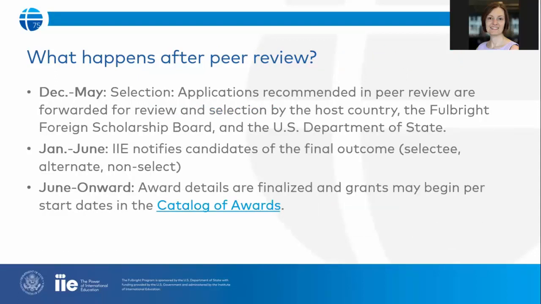So applications that were recommended in peer review are then forwarded to the host country. The Public Affairs section of the U.S. Embassy, also known as a post, or the Binational Fulbright Commission, as well as the Fulbright Foreign Scholarship Board and the U.S. Department of State review the applications. Our colleagues abroad also use the posted review criteria, though they may consider additional factors in their review, such as geographic location of the host institutions to ensure that Fulbrighters are placed all around the country and not just in capital cities. That is just one example of an additional factor that the host country may consider.